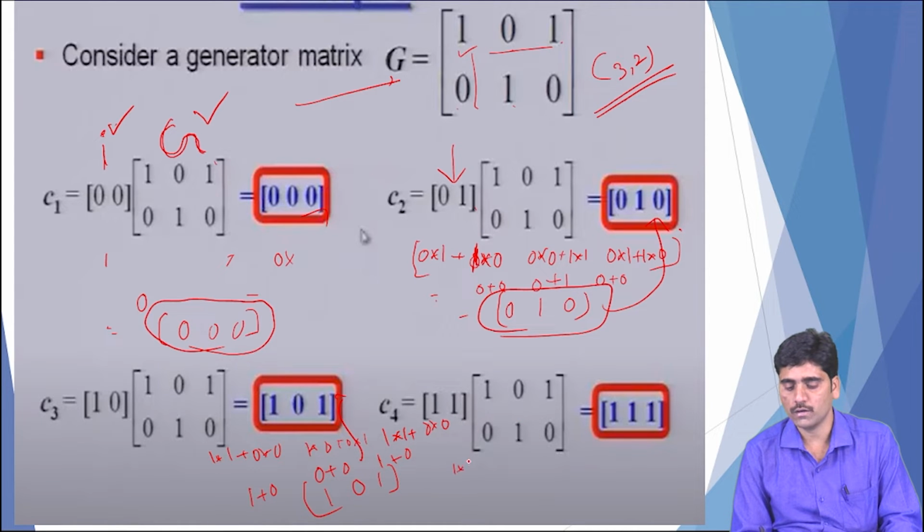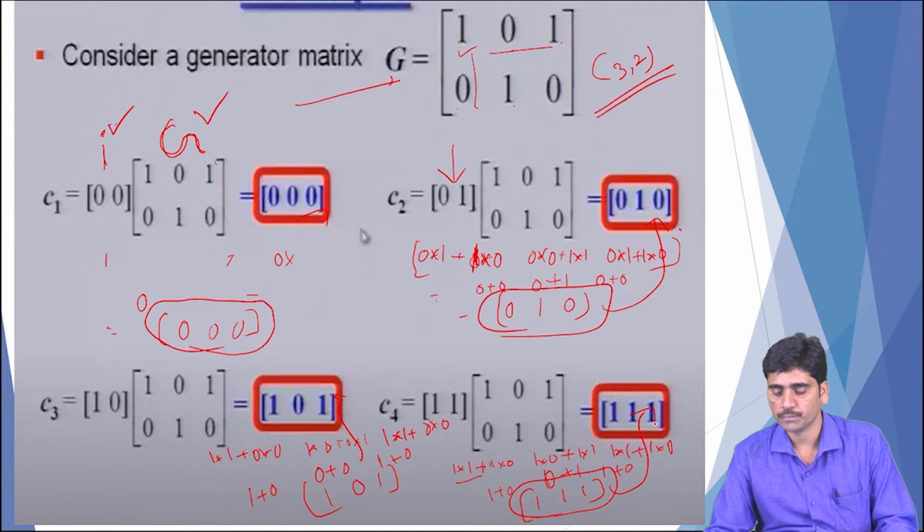1 into 1 plus 1 into 0. And similarly 1 into 0 plus 1 into 1. And similarly 1 into 1 plus 1 into 0. So from this whole point of view, 1 into 1 is nothing but 1 plus 0, 0 plus 1 and 1 plus 0. So finally what we will get? 1, 1, 1. So this is the generated code word from this generator matrix.